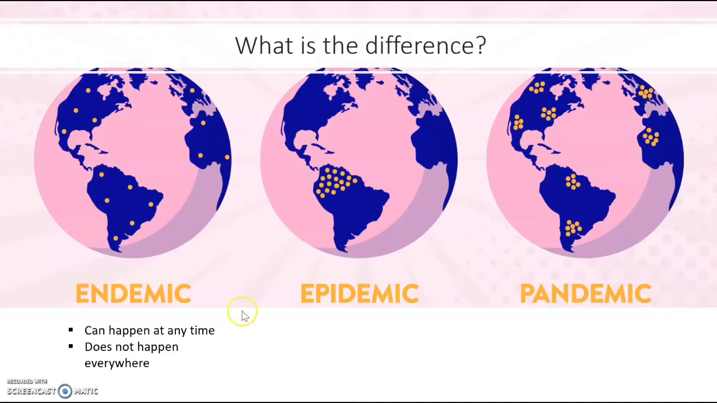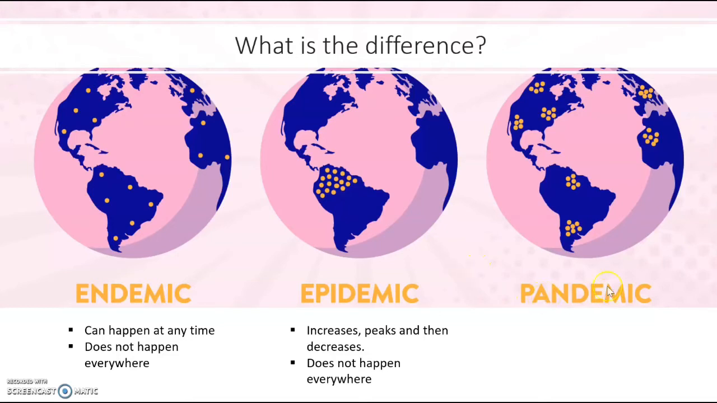And an epidemic infection increases and spreads quickly, then peaks, and then decreases again. And like an endemic, an epidemic doesn't happen everywhere. An example for an epidemic could be the flu, which increases fast and always peaks around winter, and then later decreases, but doesn't happen all around the world.